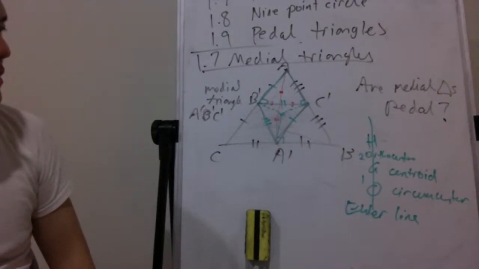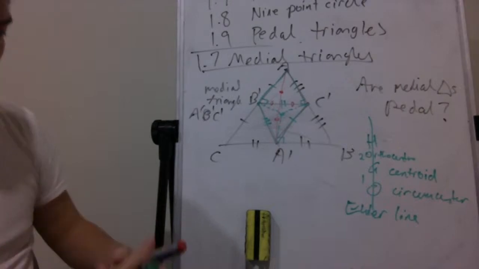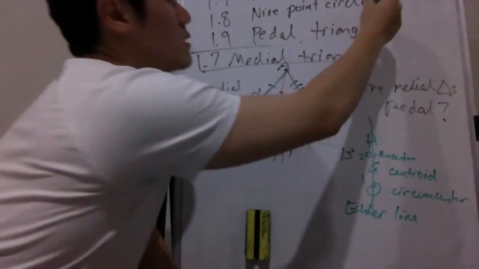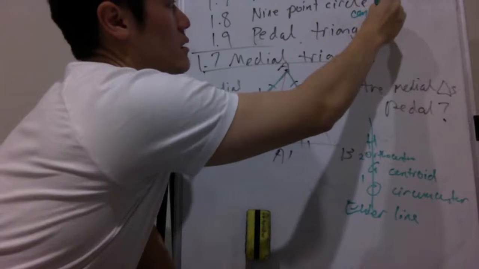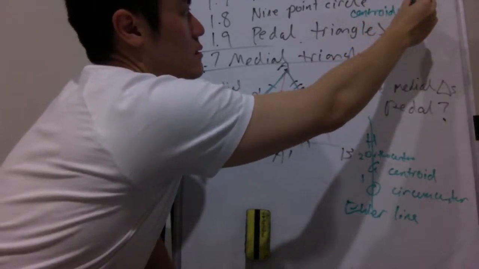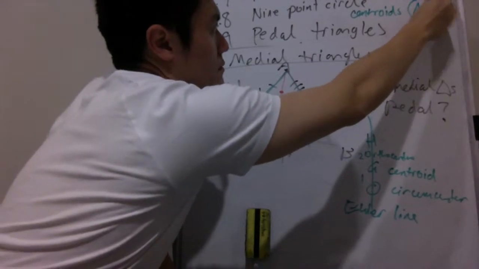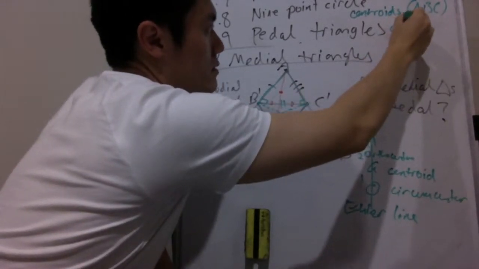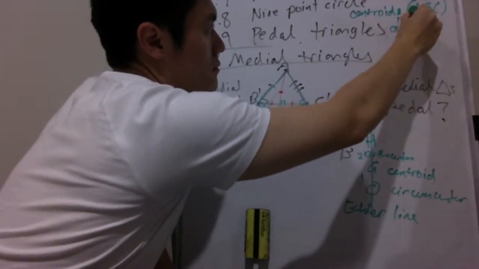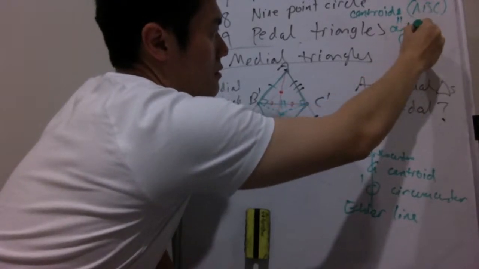And is it clear that, so maybe I'll write that down. Centroid of ABC equals centroid of the medial triangle.